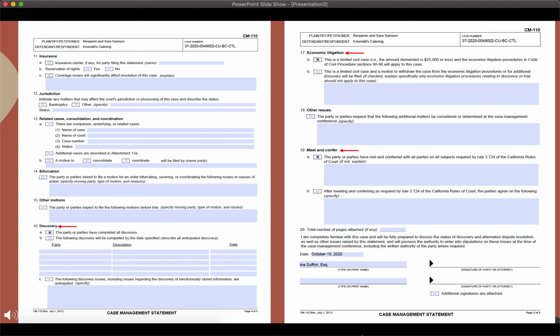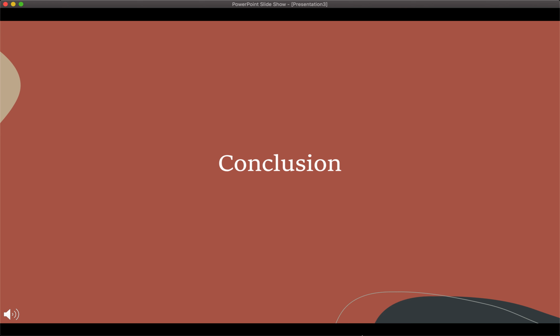Finally, you would go to section 20, make sure there are no other additional attachments, and then you will make sure that this document is dated and signed by the attorney. This concludes my presentation on case management statements.